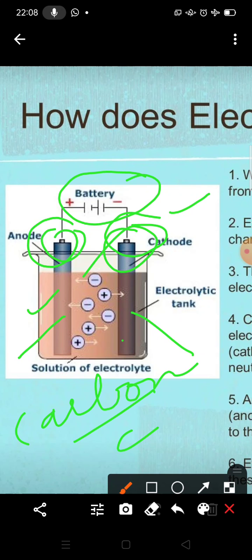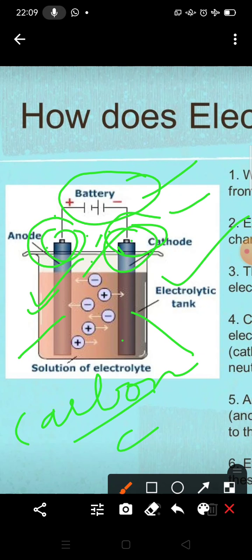You can see after some time bubbles at both the cathode and anode. When we pass electricity through the battery, what will happen? The water decomposes into hydrogen ions and oxygen ions. After some time you will see small bubbles forming at both cathode and anode, and bubbles are formed due to the evolution of gases.